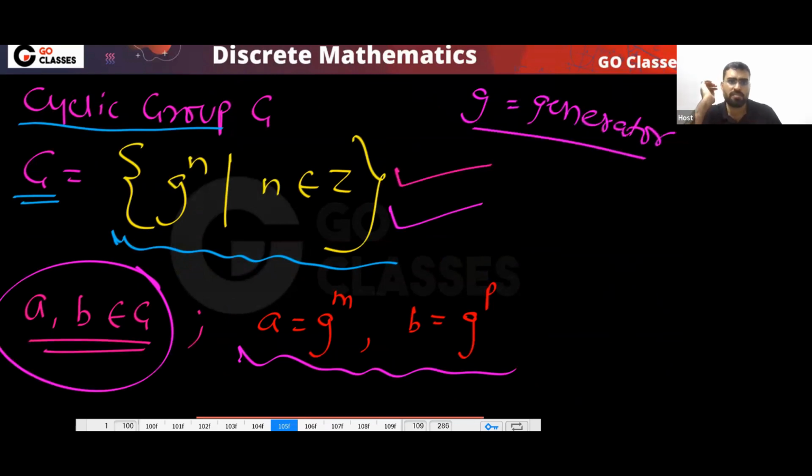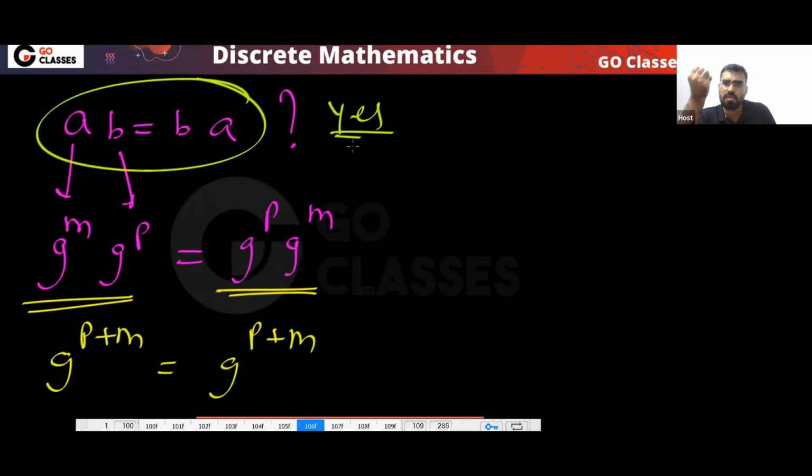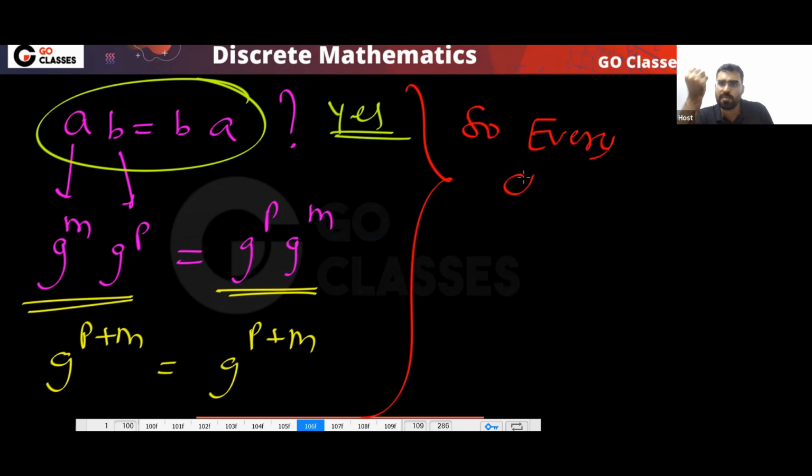Now you can notice, whatever two elements you take, A comma B, they are nothing but G power m, G power p. Agree? So can I say AB equals BA? Yes, because this is also G power p plus m. So every cyclic group is abelian.